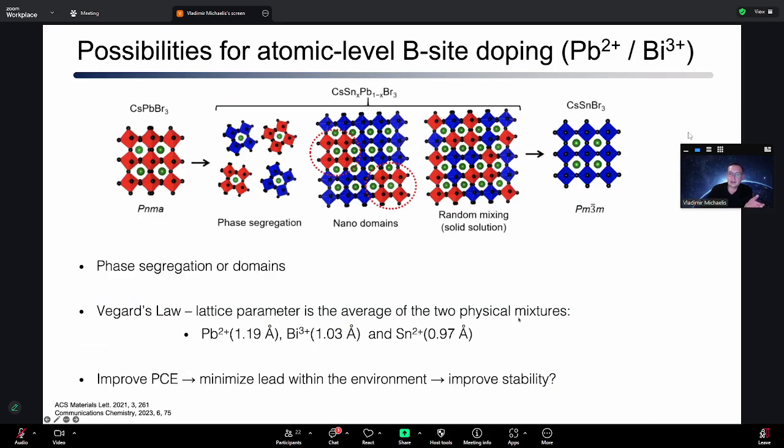Now, to further stabilize this, what we can play with is, instead of looking at the A site or the X site, we can replace the B site. We know that lead and bismuth are quite exchangeable. They're relatively on the order of the similar size. We know we can make lead tin mixtures. And we wanted to see if we could further improve the stability of the system from oxidizing.